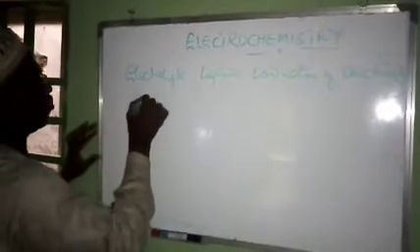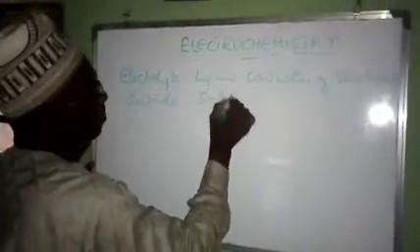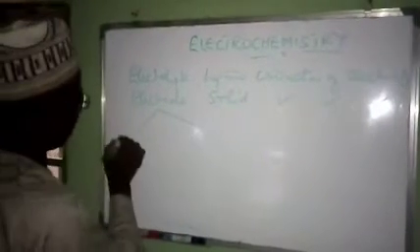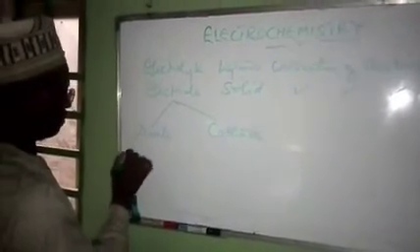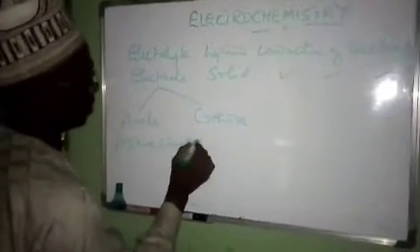We have our electrode too. What is an electrode? Electrode can simply be defined as solid conductor of electricity. We have two types of solid conductors: the anode and the cathode. The anode is the positive conductor of electricity, while the cathode is the negative conductor of an electric current.